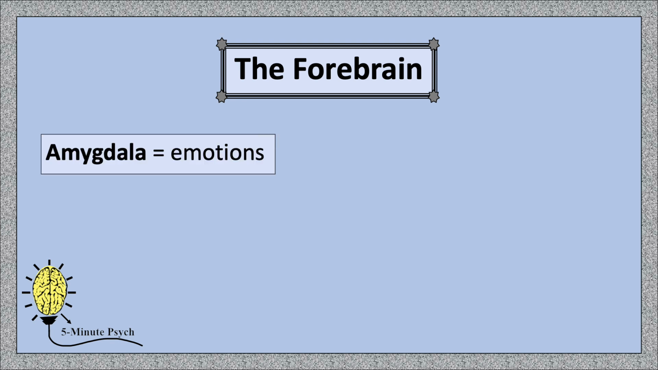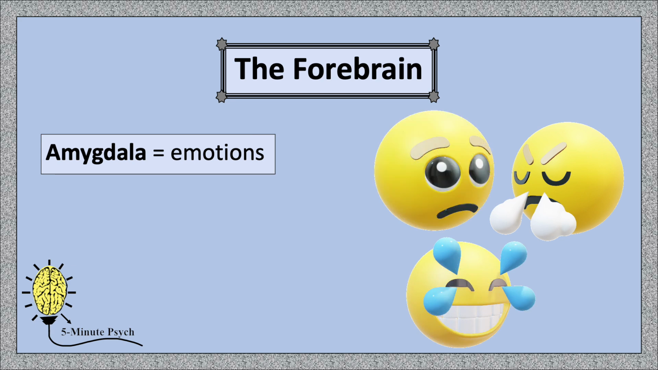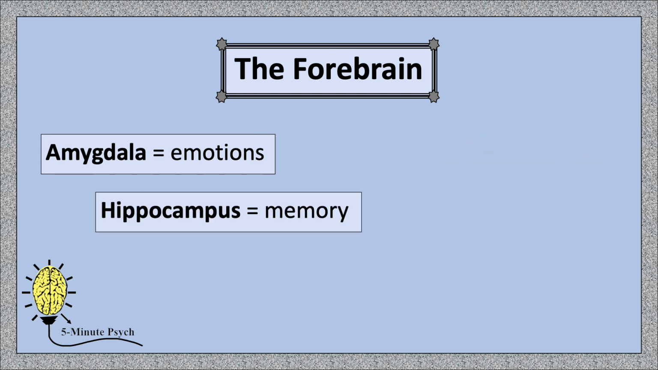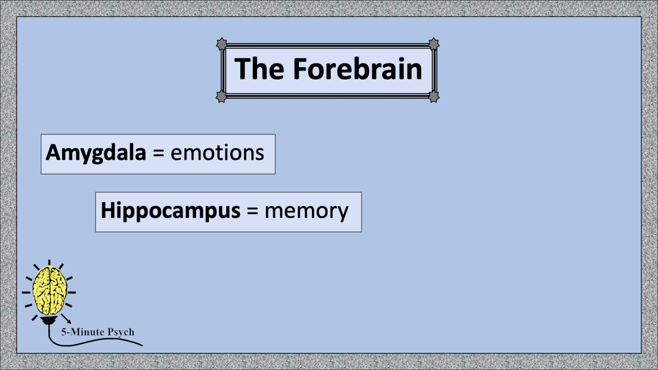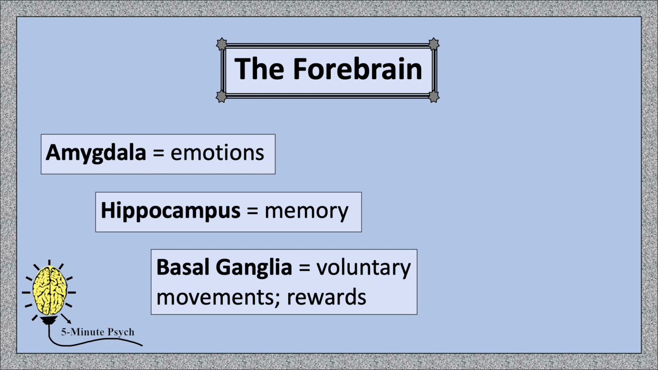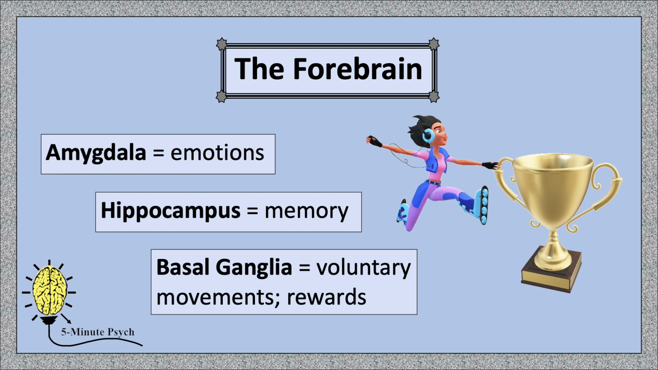The amygdala helps us process emotions, especially fear and aggression. It's also right next to the memory-forming structure, the hippocampus, and anything emotional is tagged as extra important for the hippocampus to process and store. The basal ganglia plays a role in coordinating voluntary movements, and it shows an increase in activity with rewarding stimuli, such as tasting chocolate or winning a free lottery ticket.